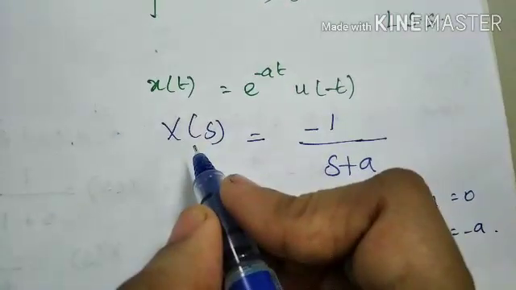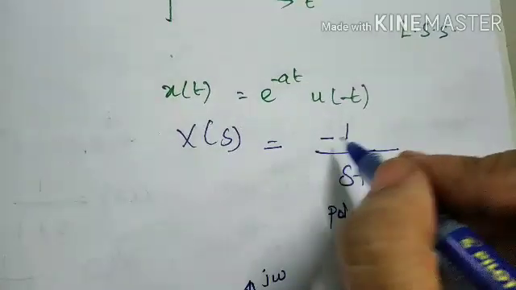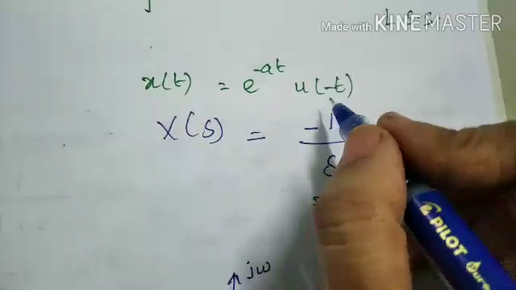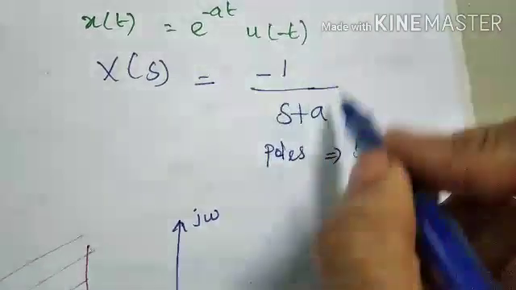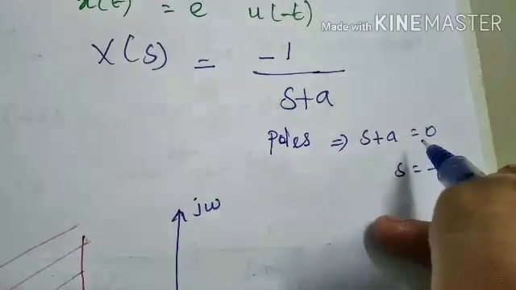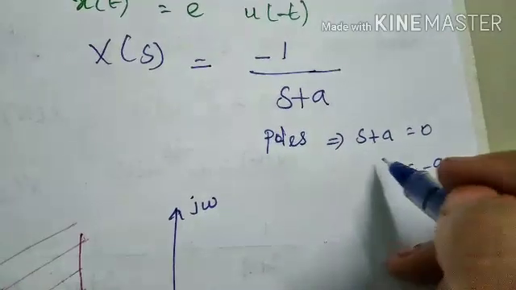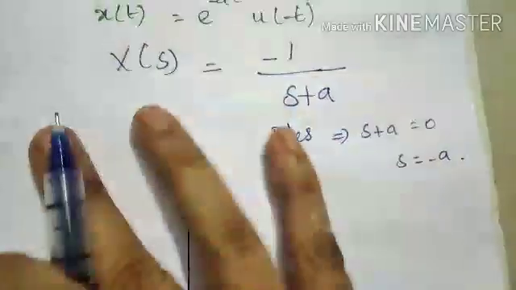So the Laplace transform can be written as 1 by s plus a, but one negative sign will come over here. Why? Because of this negative step signal. Now we are going to find the pole for this function. Pole means the denominator equalized to 0. So s plus a is equal to 0, so s is equal to minus a.